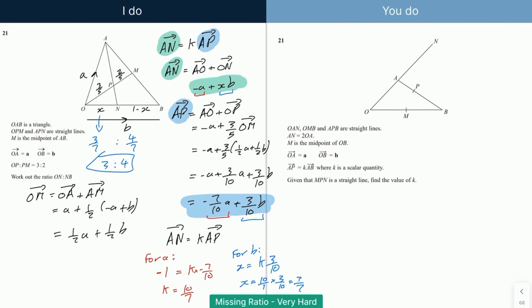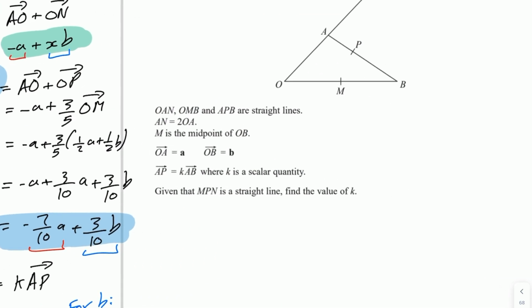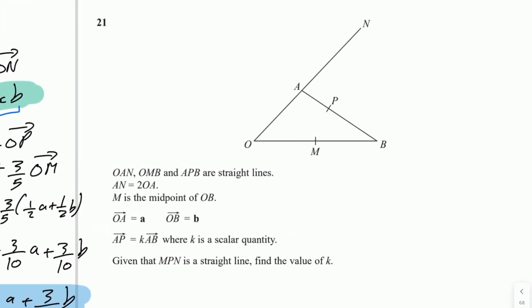So again, press pause and have a look at the example on the right. I will zoom in here. The question is asking us for a missing ratio in some sense, because it's asking us for what is that bit. So we can figure out what KAB is. For this one, the same thing again. Let's have a look. AN is 2OA. In fact, let me just use this color. That's a. That's 2a. That's just me reading the question. That bit there, that bit there. OB.